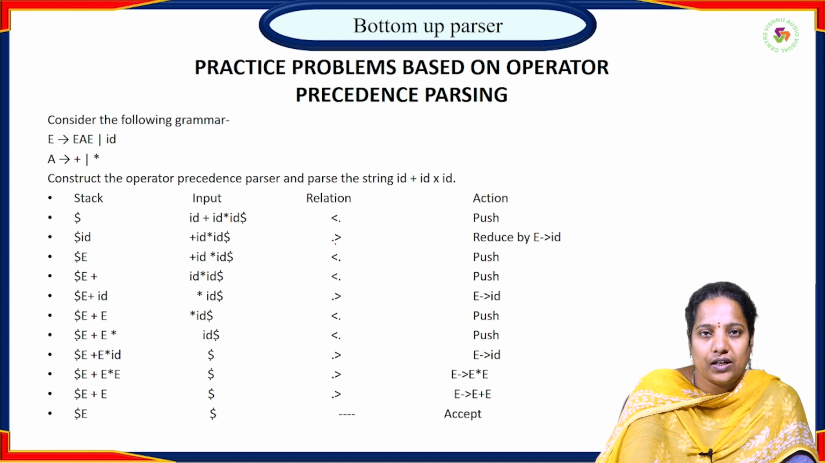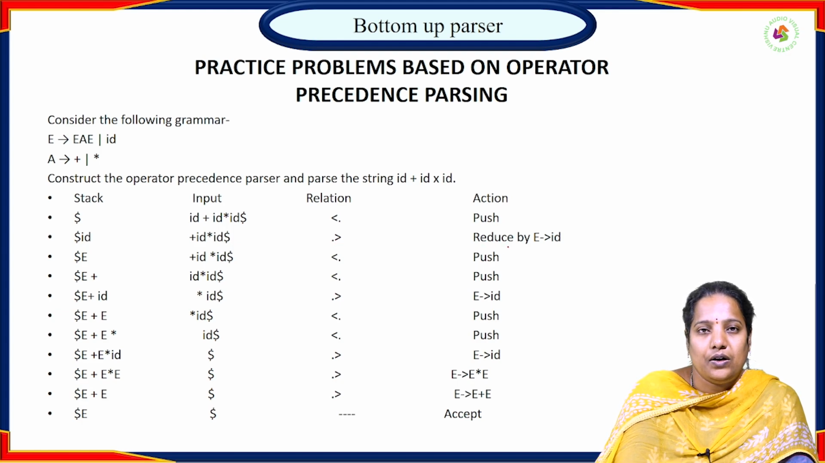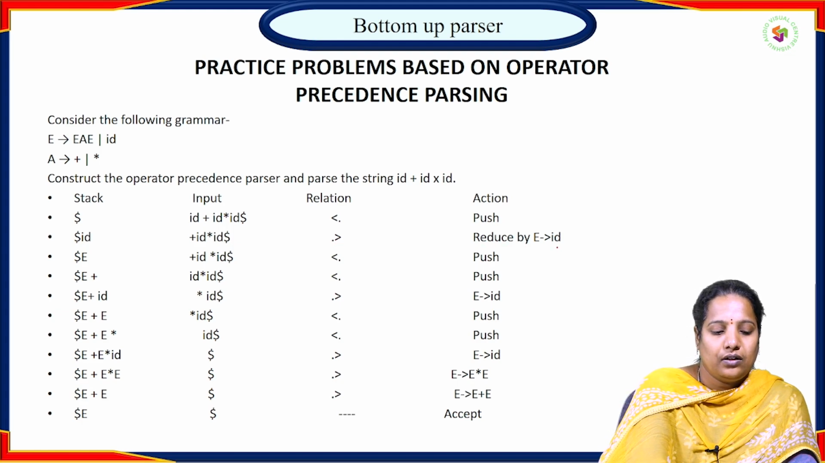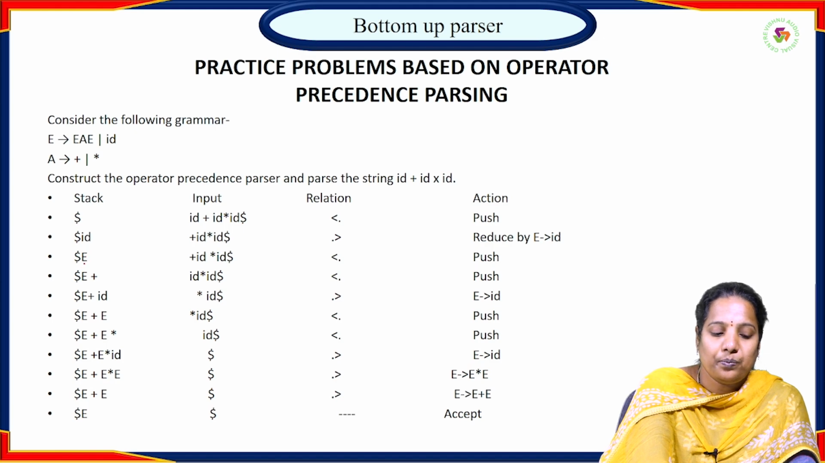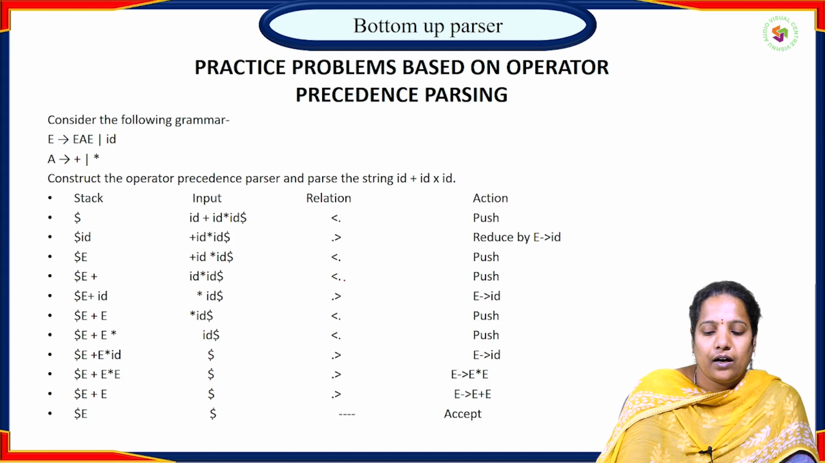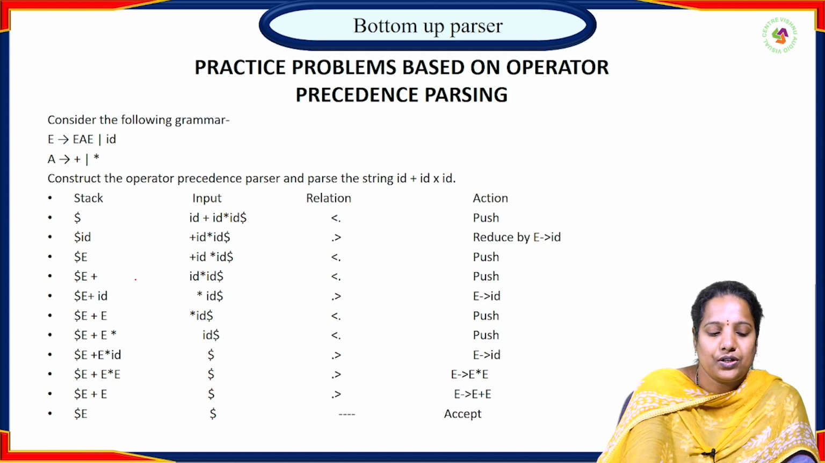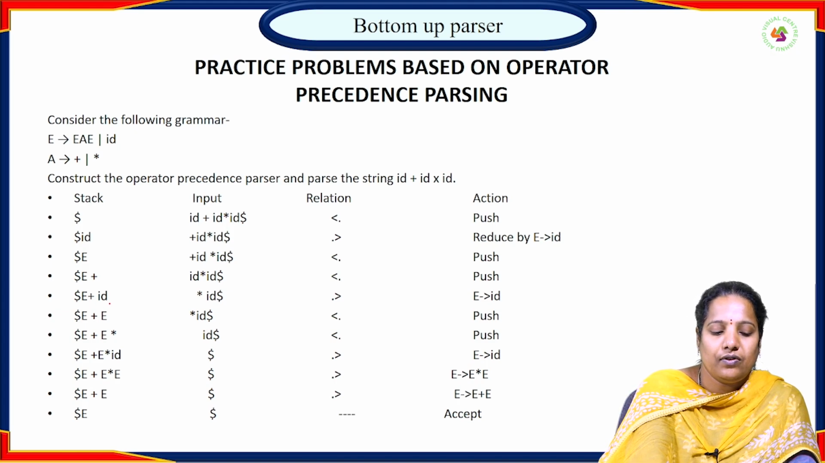When we have the relation as greater than, we can reduce the top of the stack. As the reduction is performed here, we are not supposed to consider this symbol again. The top of the stack is dollar, with plus. Dollar has lesser precedence, so we perform a push operation, and plus is pushed onto the stack. Next, plus and id. Plus has lesser precedence compared to id, which means push, so id will be pushed.